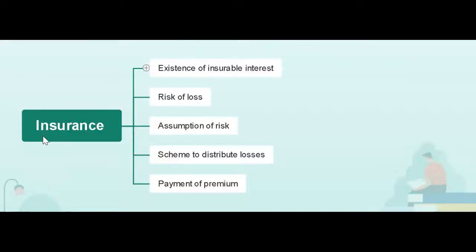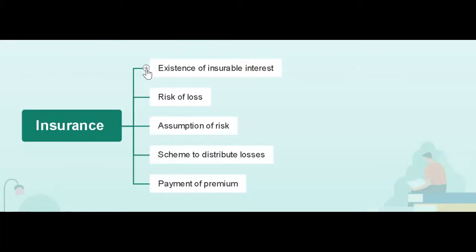The elements of insurance are as follows. The first is the existence of insurable interests. Second is the risk of loss. Third, the assumption of risk. Fourth, the scheme to distribute losses. And fifth is the payment of premium.